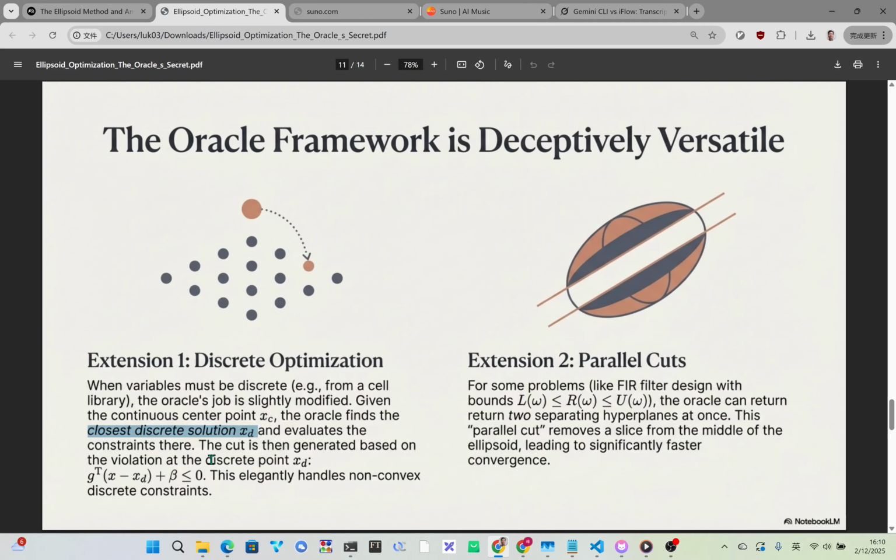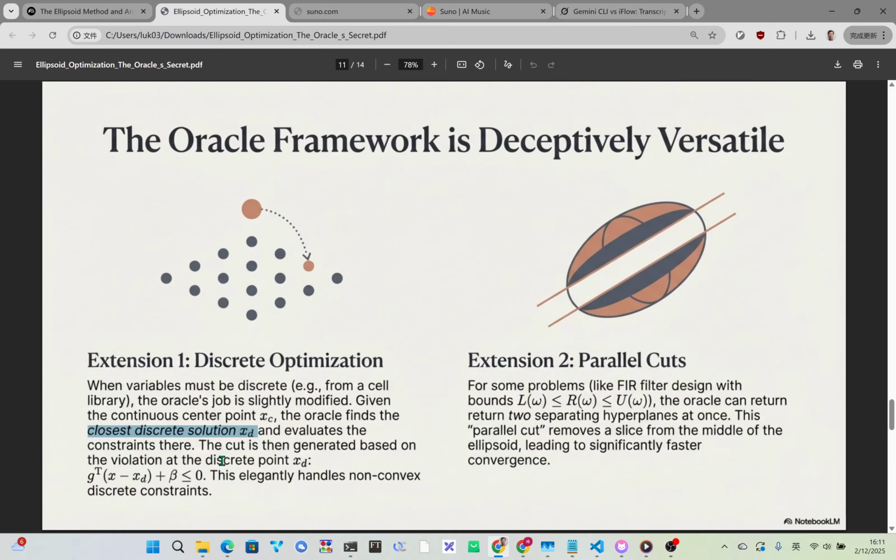Right. Then it checks if that discrete point, x_d, violates any constraint. If it does, the cut is generated based on the rule that was broken at x_d. So it tests the water at the continuous center, and if it's looking bad, it checks the nearest safe harbor, the discrete point, and then generates a cut that pushes the whole search space away from that problematic integer solution. That is a perfect analogy. And this technique can handle some really tough, non-convex discrete constraints.